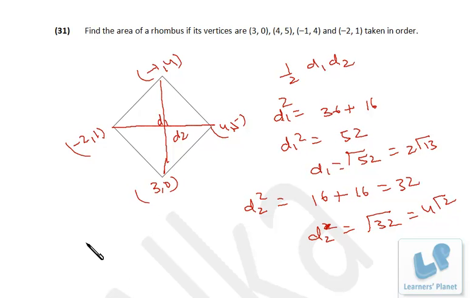So area will be half d1 into d2. So that is 4 root 26. Okay.